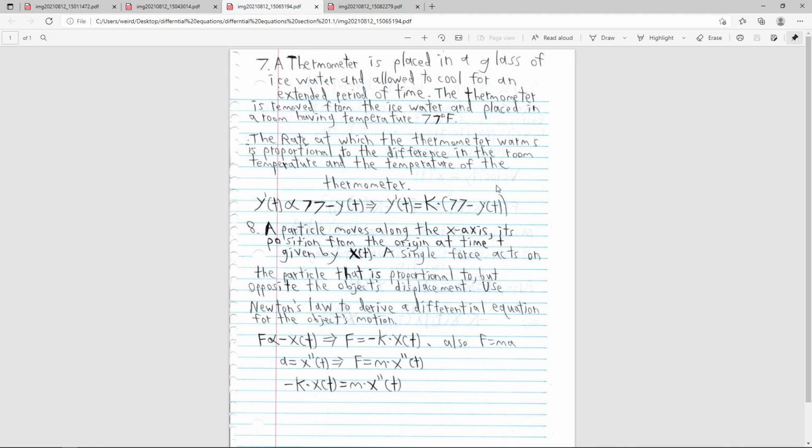And that's just generally the logic involved in these. Now just real quick, one or two physics examples, which are the more interesting models. A particle moves along the x-axis, its position from the origin at time t given by x at t, so use the symbols they specify. A single force acts on a particle that's proportional to, but opposite, the object's displacement. Use Newton's law to derive a differential equation for the object's motion. So force is proportional to negative x at t.